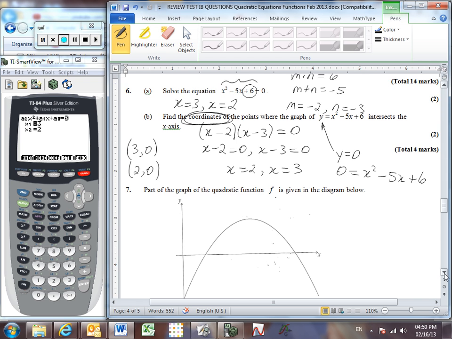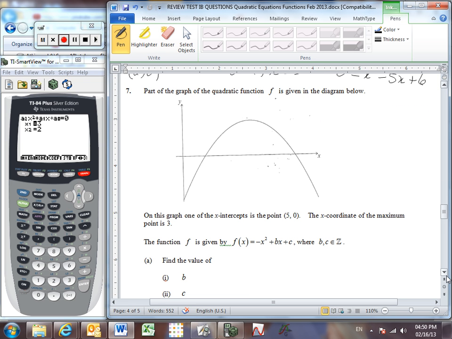And the last question is number 7. Part of the graph of f is given in this diagram, so we can see that because it's a downwards facing parabola, our a value must be less than 0, so it's a negative number in front of the x squared term. And you can see that indeed we were correct. There's that negative value. Now on this graph, one of the x-intercepts is the point 5, 0. I'm not really sure right now whether the positive 5 is here, or whether the 5 is right there. So let's keep going. I won't add any information to the graph quite yet.